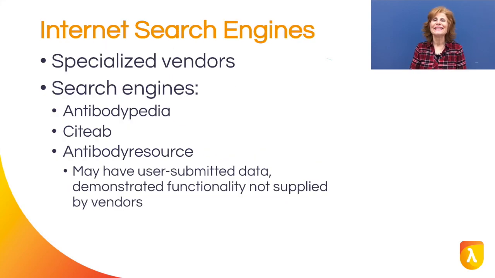Everyone knows that the internet can provide access to hundreds of companies with thousands of antibodies for sale. There are also search engines that can provide a global catalog of antibodies present in the marketplace. Sites such as Antibodypedia, citeab, and Antibodyresource can provide user-submitted data or demonstrate functionality not provided by the commercial vendors.